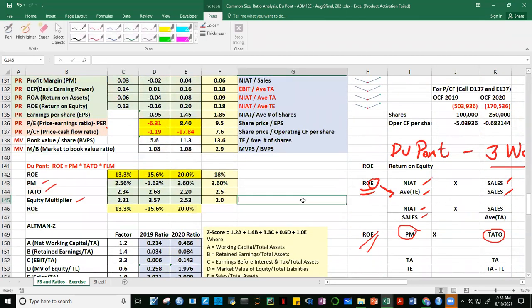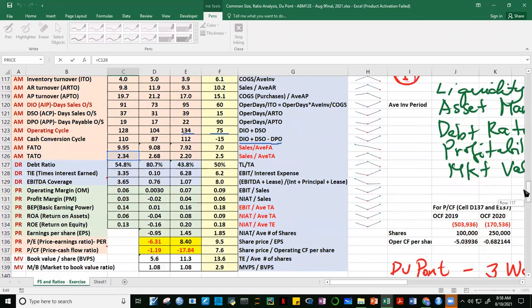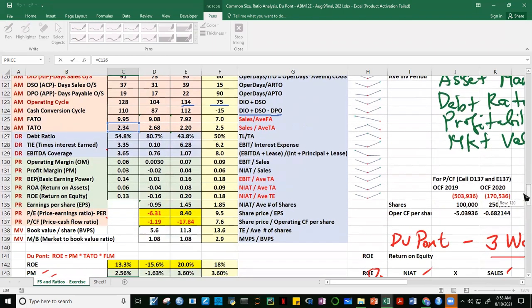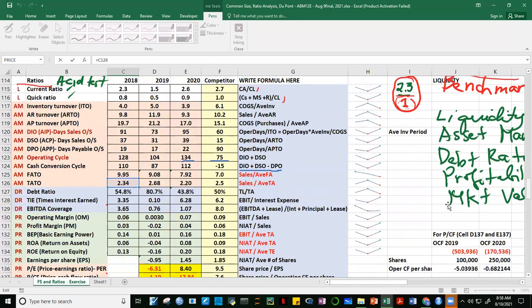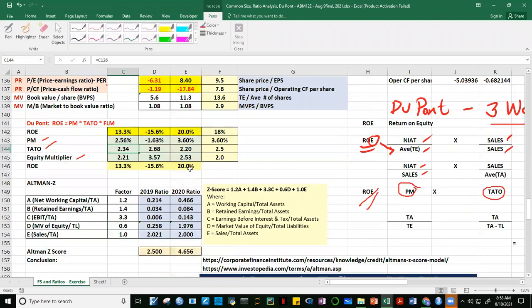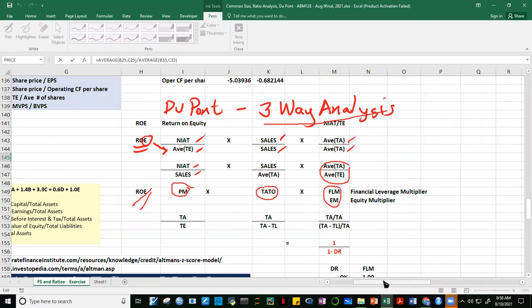So, and then total asset turnover, kinopya din natin sa taas dito. Okay, so everything is already here, guys, except yung financial leverage multiplier. Total asset turnover is here, this one. Okay, so this is your equity multiplier or financial leverage multiplier. Ito yung hindi pa natin na-solve, which is just your average total assets over average total equity.